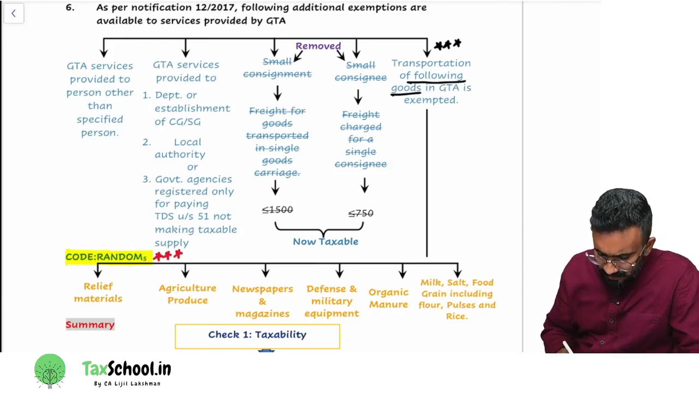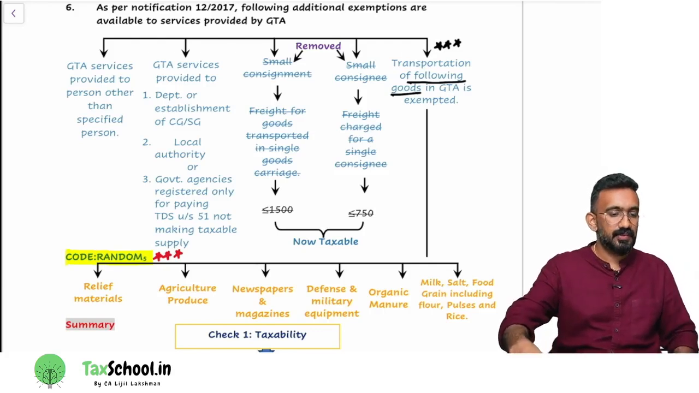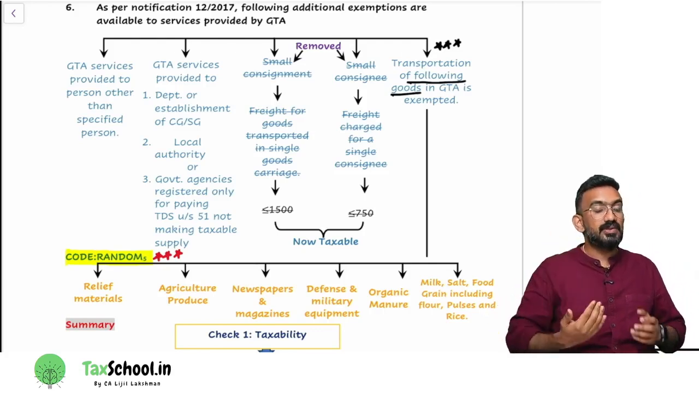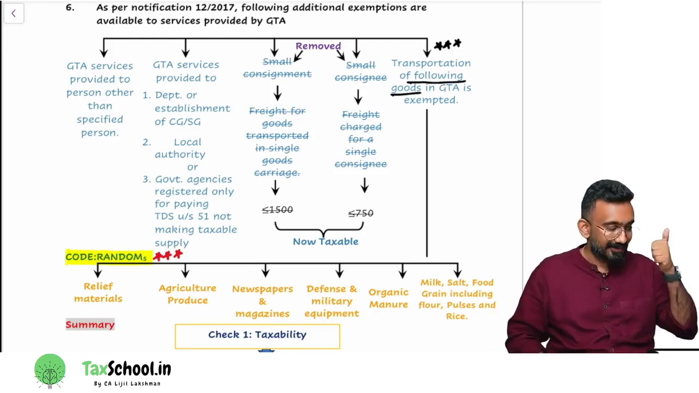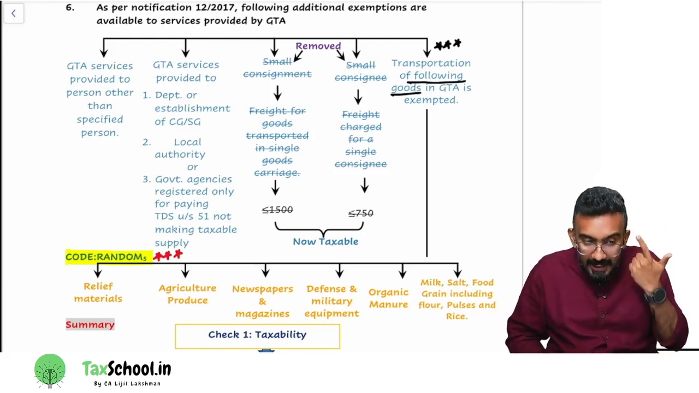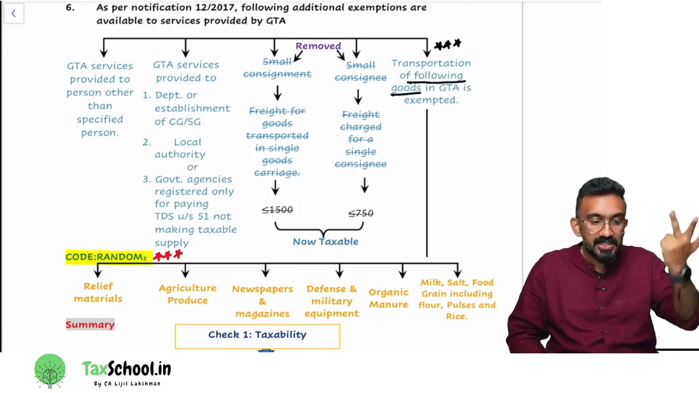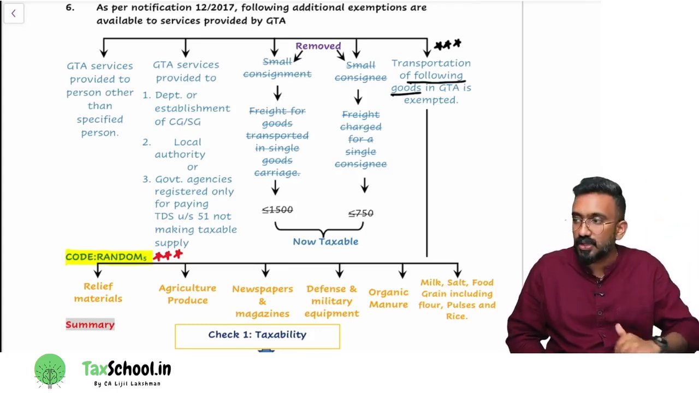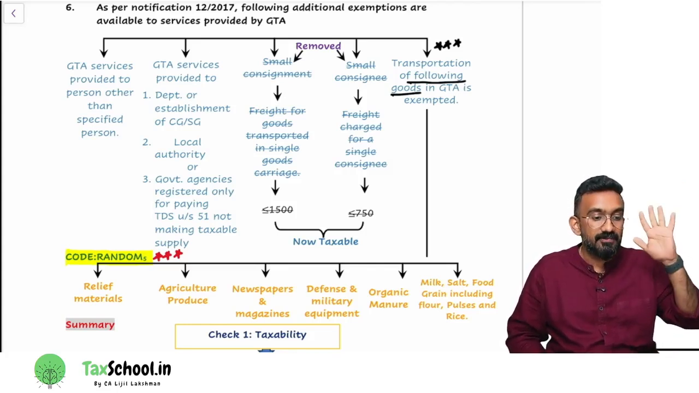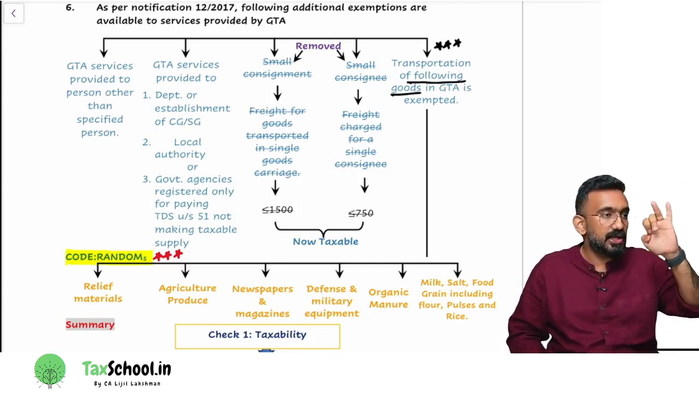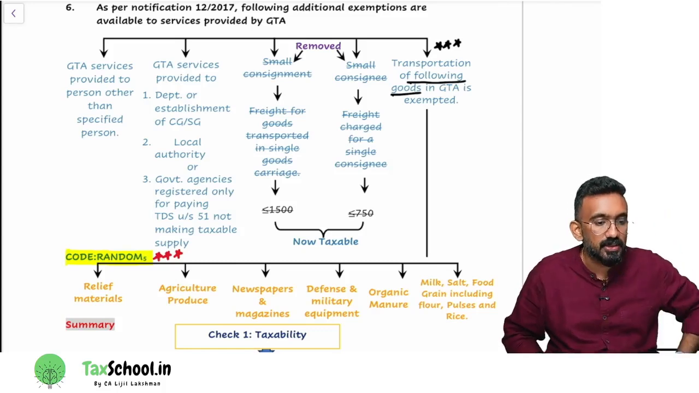Multiple examinations have asked this. They're saying that even if Reliance is paying the freight, if the goods happen to be any of these, RANDOM 5 are for relief material, agriculture produce, newspapers and magazines, defense and military equipments, organic manure, and M5 is milk, salt, food grain including flour, pulses and rice, it will be exempted.